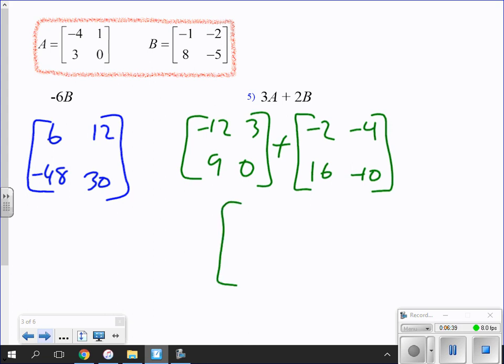Negative 12 plus negative 2 is negative 14. 9 plus 16 is 25. 3 minus 4 is negative 1, and 0 plus anything is that anything, so I have negative 10. See? Piece of cake, walk in the park, easy peasy, right? Okay.